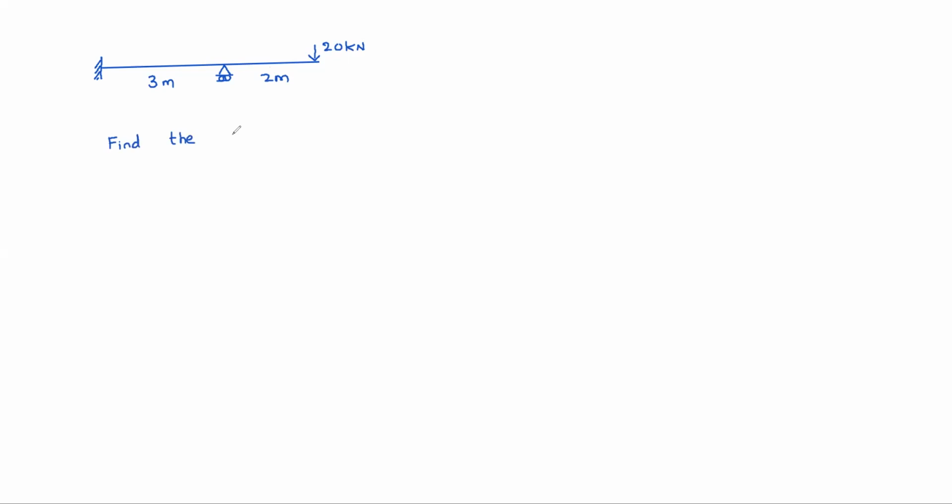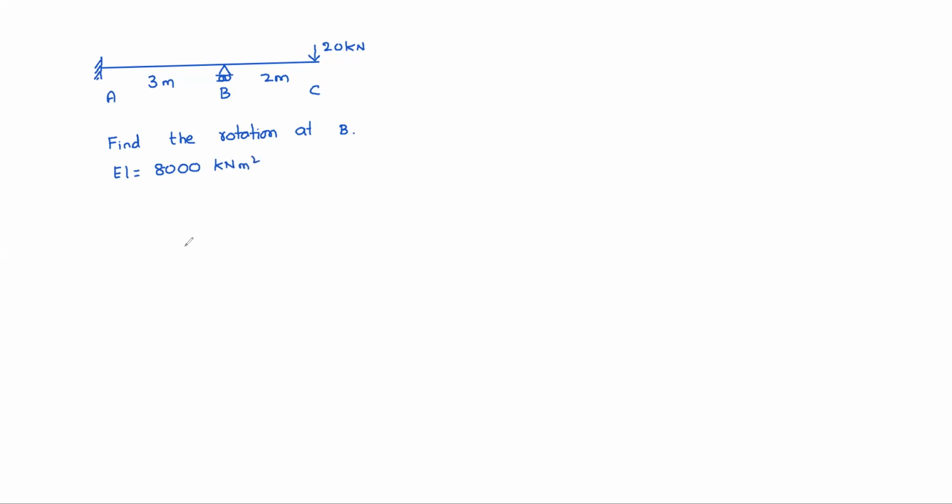Find the rotation at B. Okay, so how to solve this one very quickly in terms of EA. Okay, otherwise take EA equal to 8000 kilonewton meter square. So by using the moment distribution method, you can solve very easily.